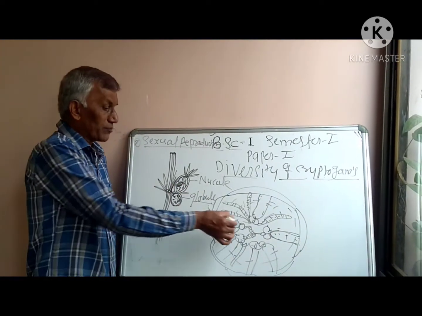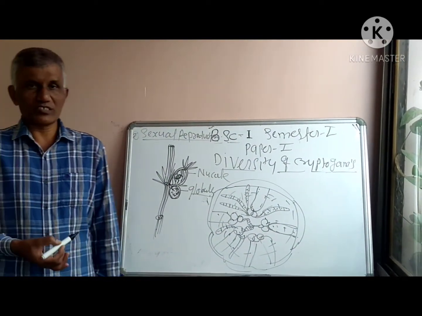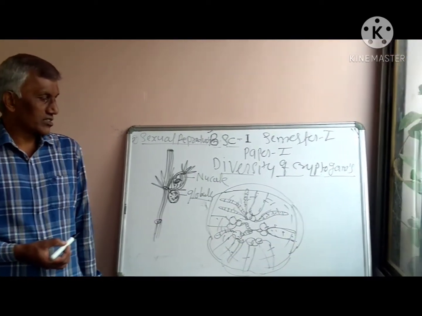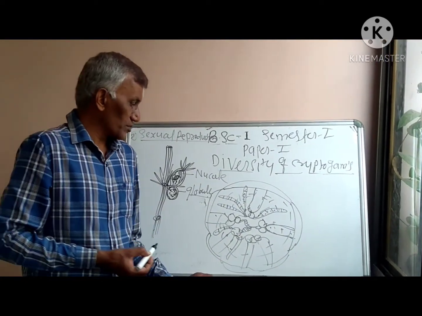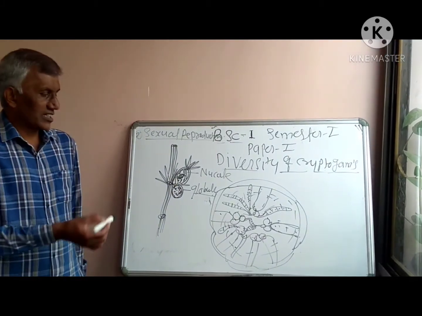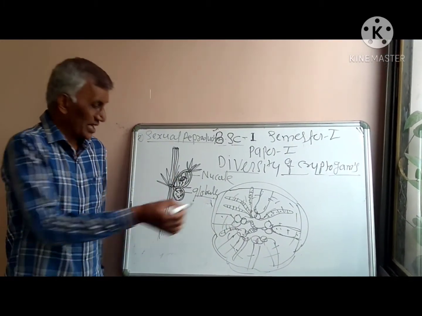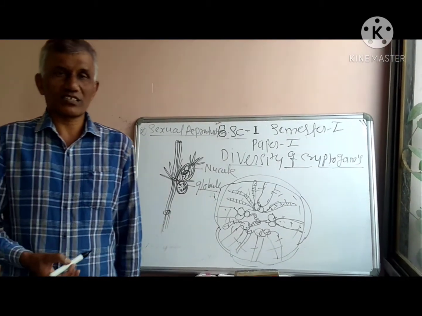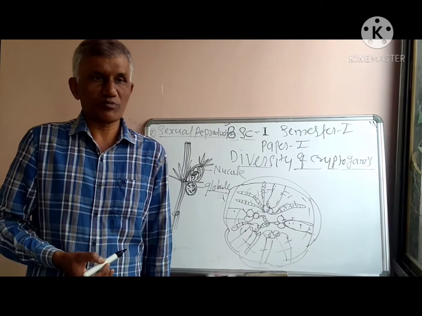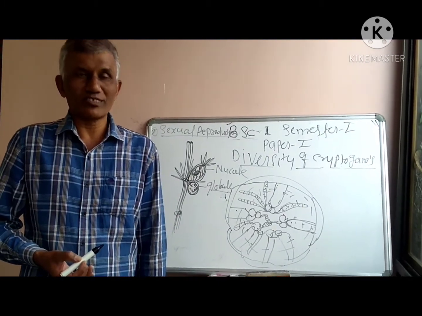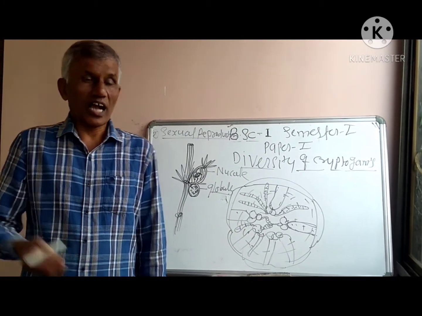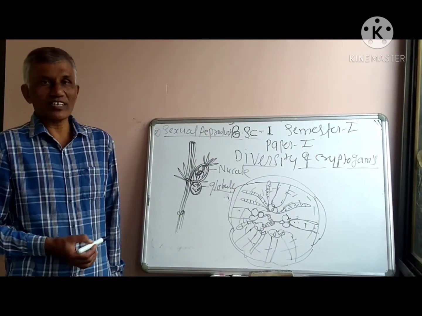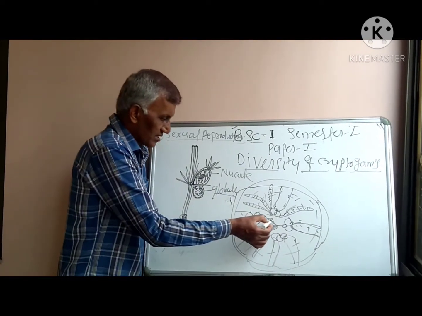Again, from that primary protonema, small structural cells originate. They are known as secondary protonema. So, primary and secondary protonema. From those cells, elongated multi-cell filamentous structures are produced. They are known as antheridial filaments. So these antheridial filaments have a number of cells.